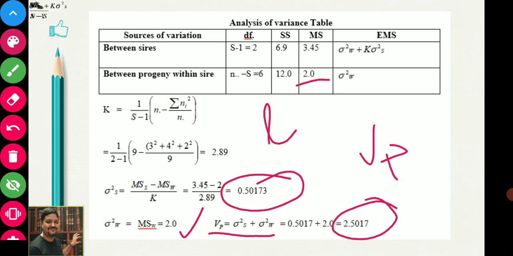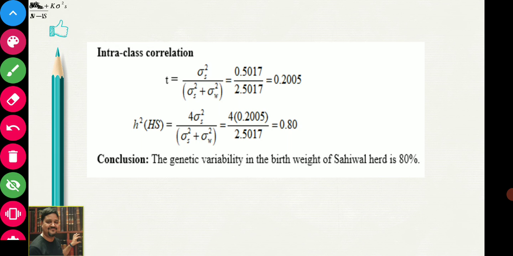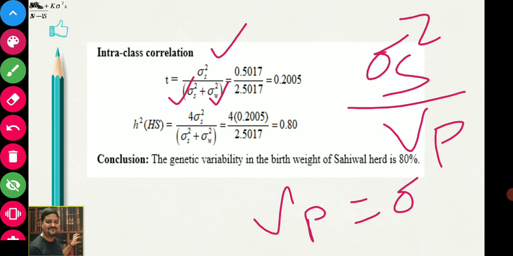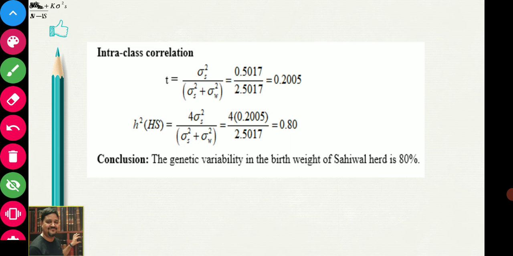Now you have to get the intra-class correlation. So what is intra-class correlation? Intra-class correlation will be given by the formula: t is equal to sigma square s divided by sigma square s plus sigma square w, that is sigma square s, variance due to sire, divided by VP, because VP is equal to sigma square s plus sigma square w. So here you put the value of sigma square s and VP, and you got the t value as 0.2005. So this is the value of t.